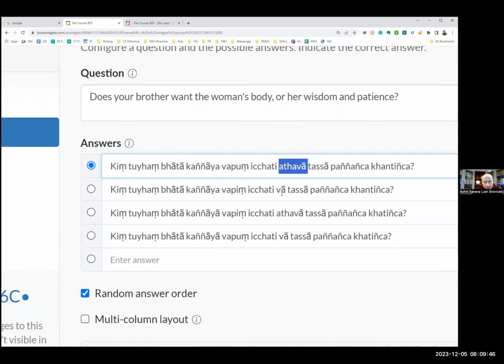Va or atava, it's the same thing. It's okay. Both of them are right. Yes, the rest is the same.